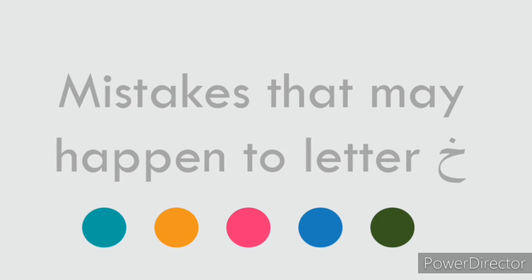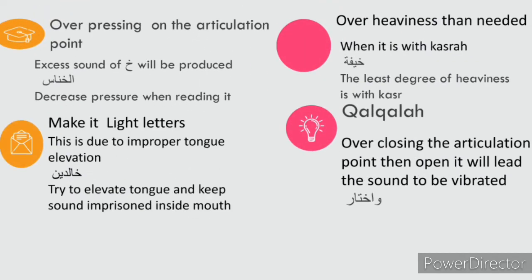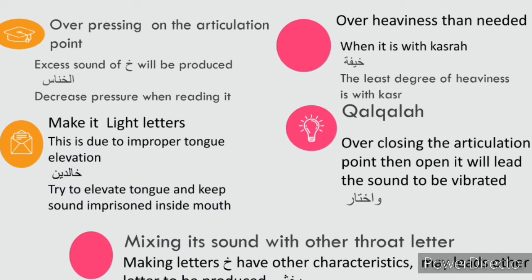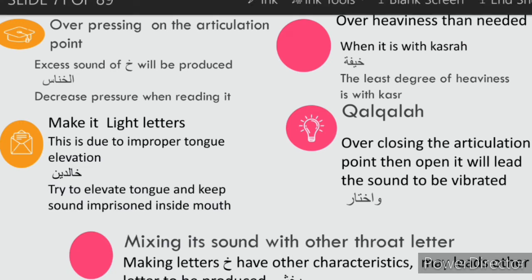We have 5 mistakes that may happen when we start reading letter Kha. We inshallah will learn them to avoid them in the future inshallah. Number 1, over pressing on the articulation point of letter Kha. Letter Kha, as you remember, is produced from the root of the tongue with the epiglottis area.